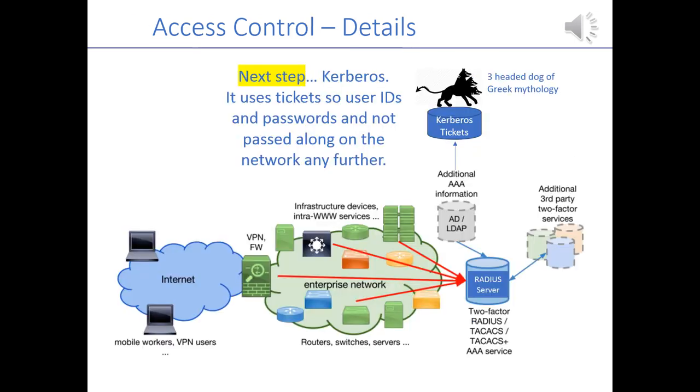So now you're on the network, but now your credentials shouldn't be used to get you into other services, applications, or print servers, or whatever other services are available on your network. So there's this other product invented by MIT actually called Kerberos. Kerberos is named after the three-headed dog of Greek mythology. And what Kerberos does is it gets your authentication from Active Directory.